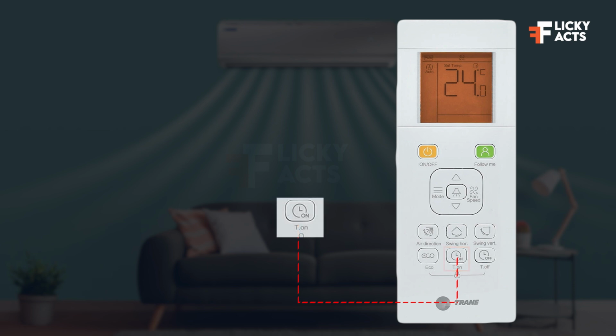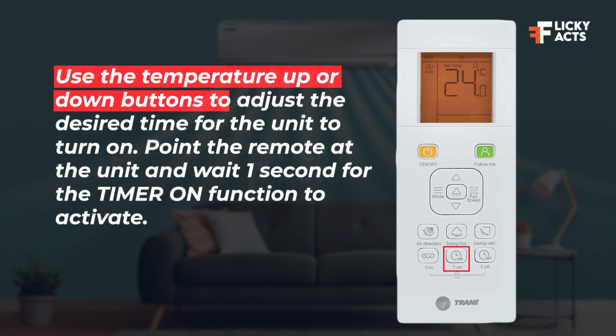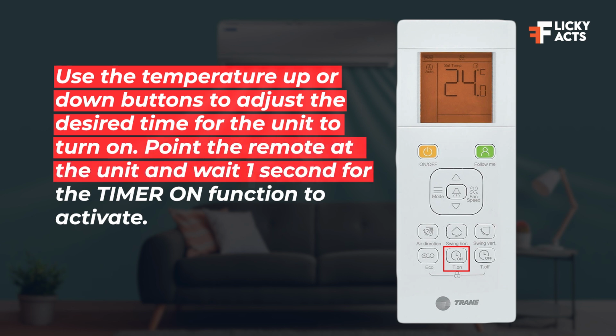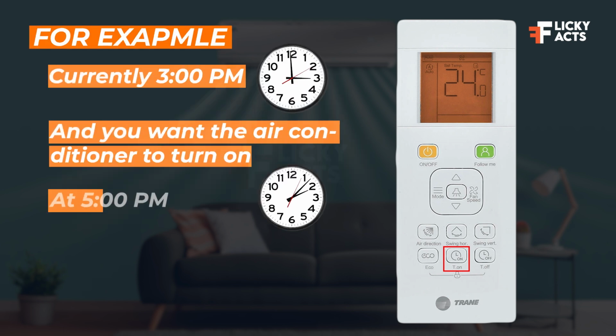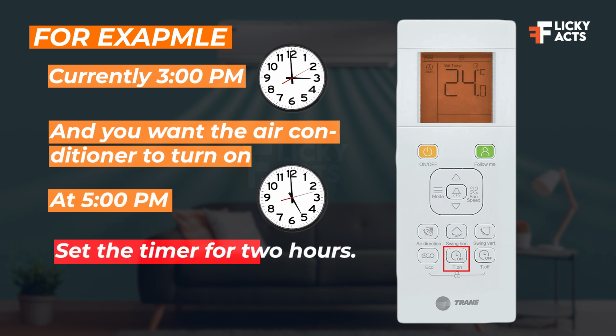To set the timer for the unit, press the Timer On button to start the on-time sequence. Use the temperature up or down buttons to adjust the desired time for the unit to turn on. Point the remote at the unit and wait 1 second for the Timer On function to activate. For example, if it is currently 3 p.m. and you want the air conditioner to turn on at 5 p.m., set the timer for 2 hours.